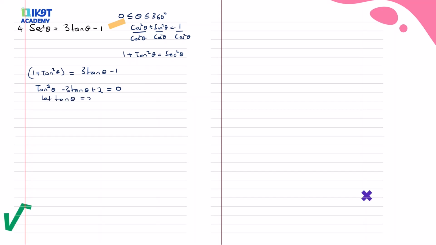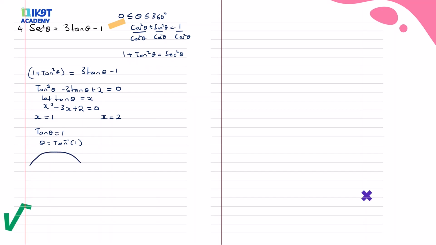So I can let tan theta be x. So I have x squared minus 3x plus 2 is equal to 0. You solve this, you get x is equal to 1 and x is equal to 2. So we start with tan theta is equal to 1. So theta is equal to tan inverse of 1.